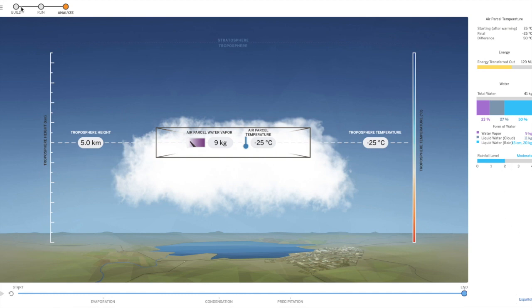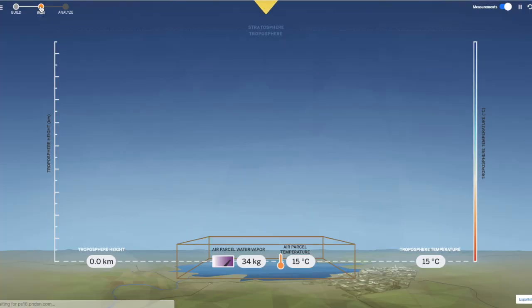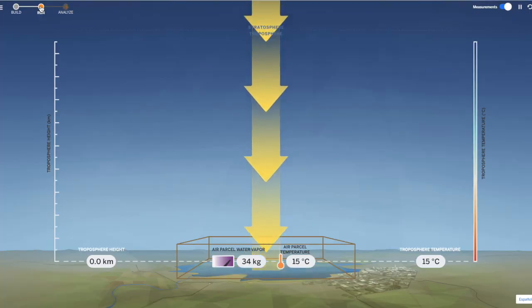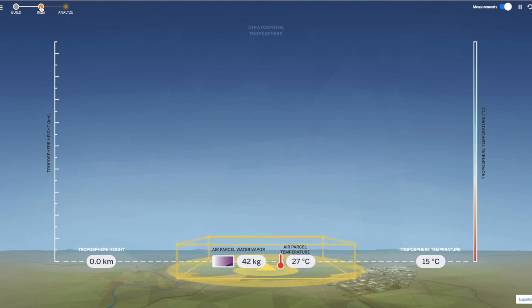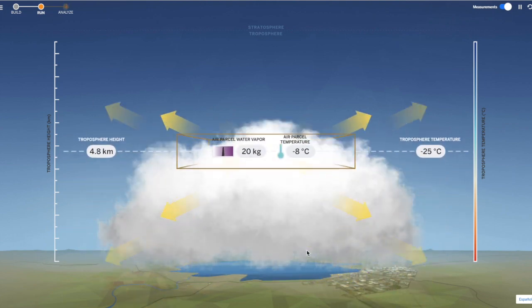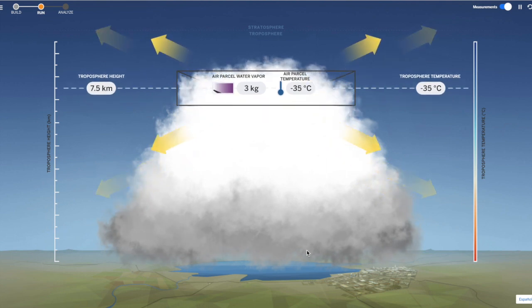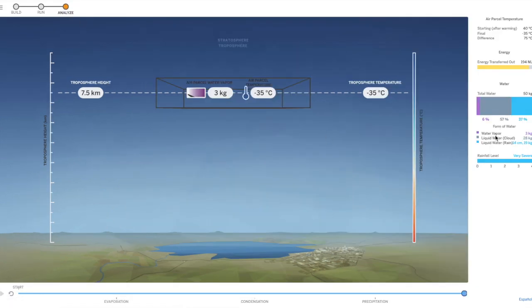Now, let's say I want to make it even more severe. We started at 4 with our first study, and I'm going to move it all the way to 5 and run this. Now it's going to a higher temperature. The starting temperature on the bottom is now 40 degrees, and it has to get all the way to -35 to be equal with the outside temperature. If I analyze that, that gets us to a very severe storm.